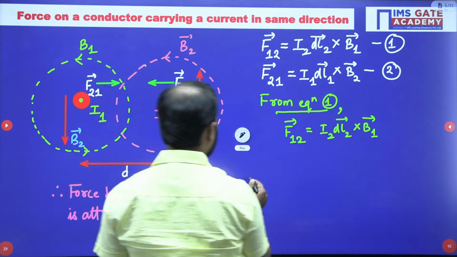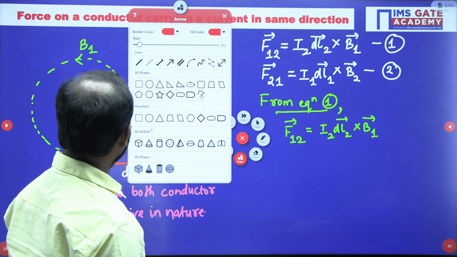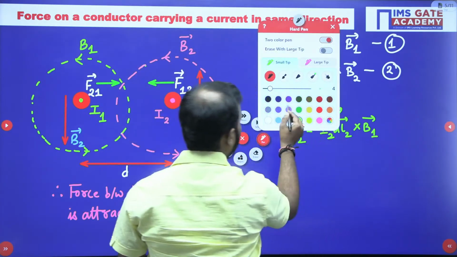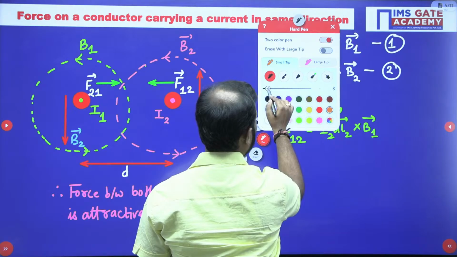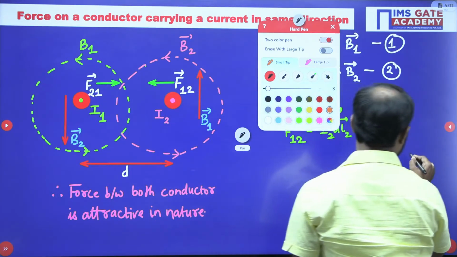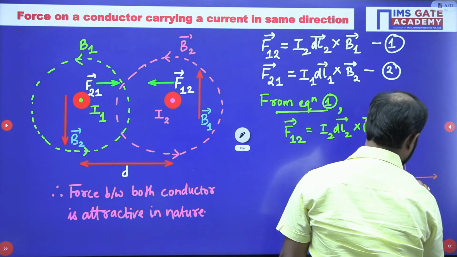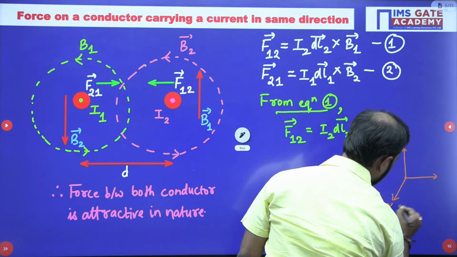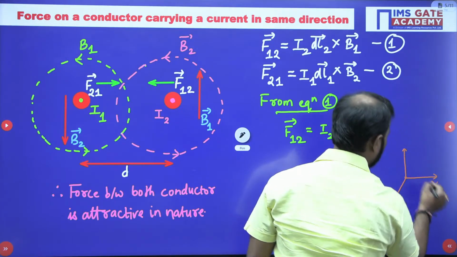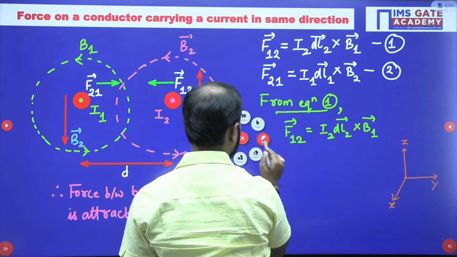So, for that, let me take the help of x, y, z coordinate. Just a second. Let me change the color. Let me make here x, y, z coordinate. So, this is x, this is y, and this is z. Okay, great.